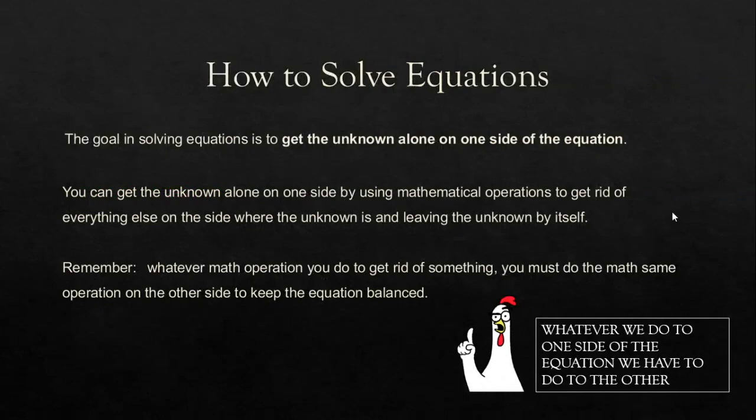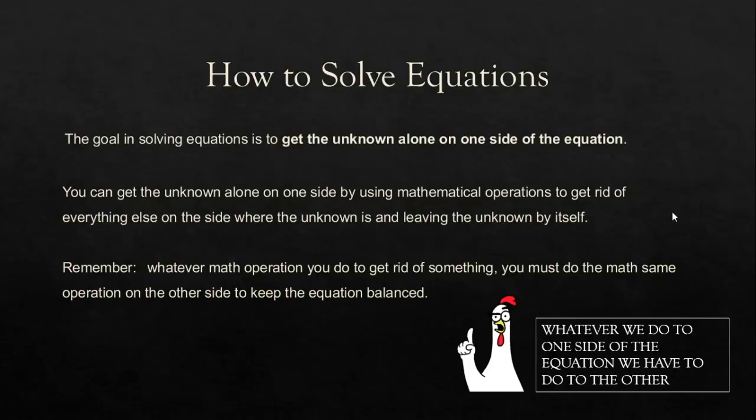The biggest thing to remember when we're solving an algebraic equation, we're trying to find whatever x or whatever letter, the variable, is. We want to get the unknown alone on one side of the equation. It does not matter if it's the left side or the right side of the equation, but we need to make sure that the variable is alone on one side. You can get the unknown alone by using mathematical operations. We'll see lots of examples today. But again, the goal is to get the unknown by itself.